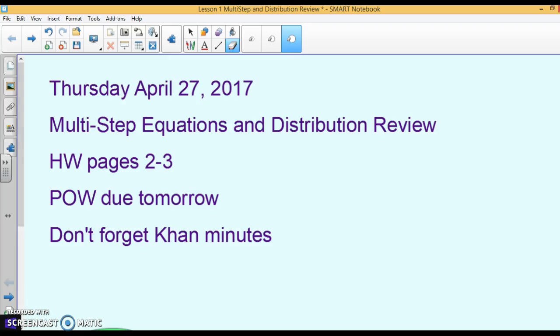So today we're starting our new unit on solving equations. Our first lesson is going to be about multi-step equations and distribution, but it's going to be a review because we already have gone over this throughout the year. The homework for tonight is going to be pages 2 through 3.